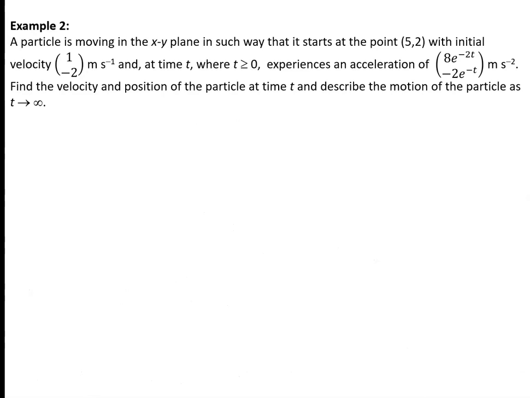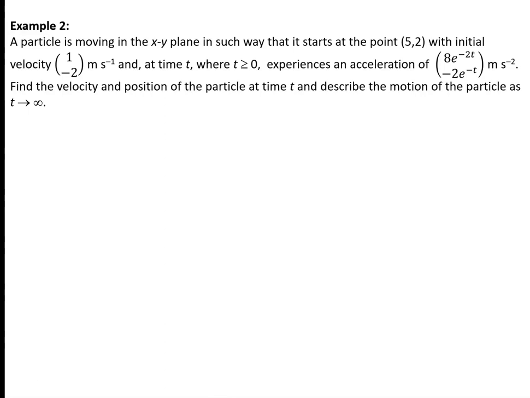For our second example, we've got a particle that's moving in the xy plane in such a way that it starts at the point (5, 2) with initial velocity (1, minus 2) meters per second, and at time t, where t is greater than or equal to 0, it experiences an acceleration of (8e to the minus 2t, minus 2e to the minus t) meters per second squared. We've got to find the velocity and the position of the particle at time t and describe the motion of the particle as t tends to infinity.